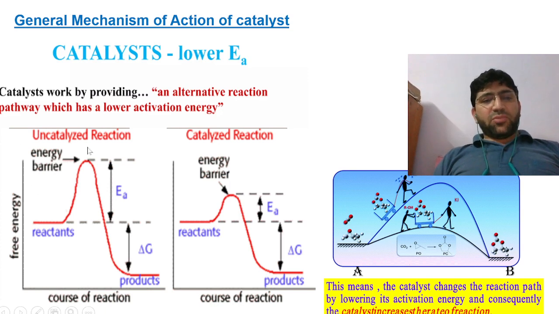You can see here, for example, a reaction which is not catalyzed by any catalyst. Reactants are getting converted into products, and you can see the activation energy is very high. But when the reaction is carried out in the presence of the catalyst, you can see the activation energy EA is decreased without affecting its free energy change. So this is the mechanism of how a catalyst works.